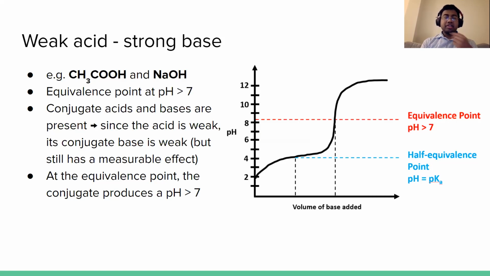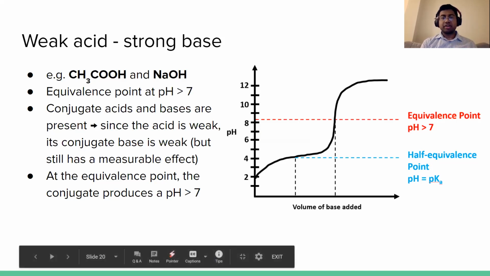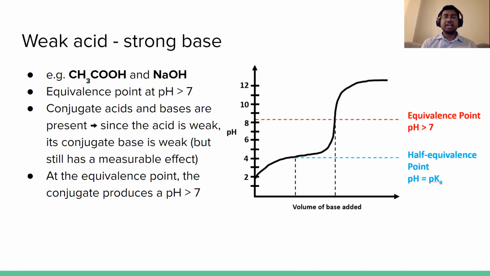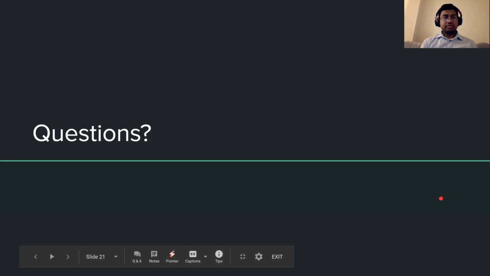And one important thing to note here is that for a weak acid strong base titration, the half equivalence point, where half of the acid molecules have been neutralized by base, but half of them are still remaining as acid, that's where the pH of the system is equal to the pKa of the weak acid. And we'll come back to that momentarily. Okay, any questions about titration?